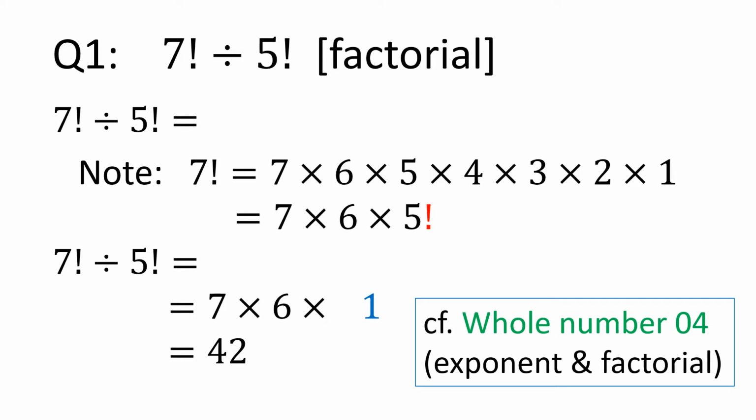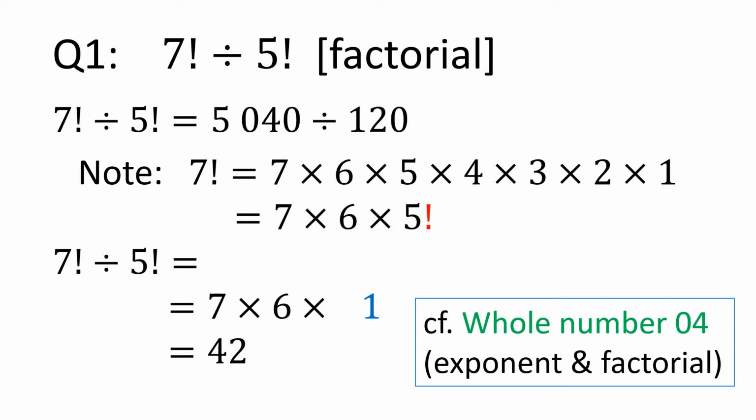7 factorial is equal to 7 times 6 times 5 times all the way up to 1. Many people calculate like this. 7 times 6 is 42, 42 times 5 is 210, 210 times 4 is 840, 840 times 3 is 2,520, 2,520 times 2 is 5,040, and 5,040 times 1 is 5,040.